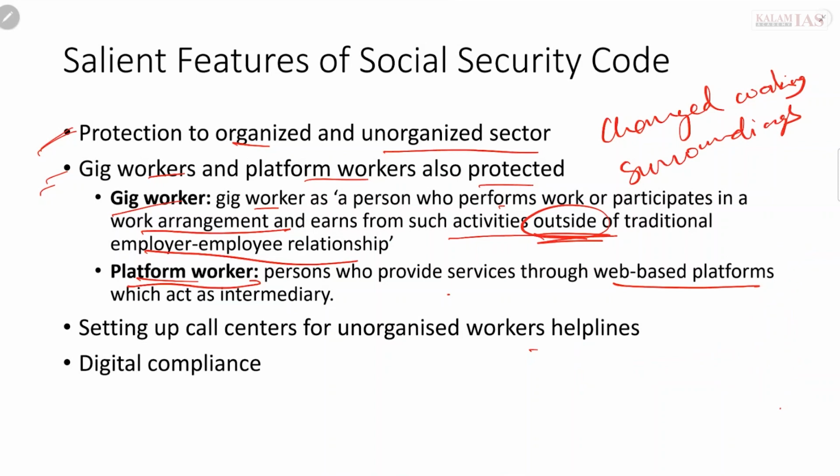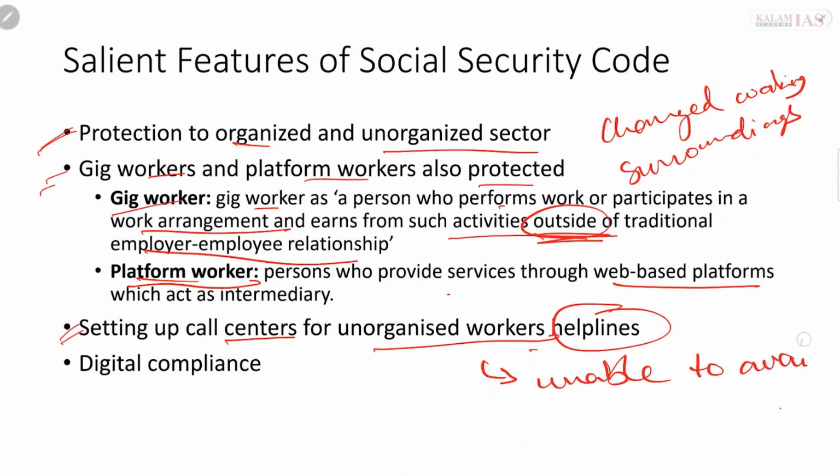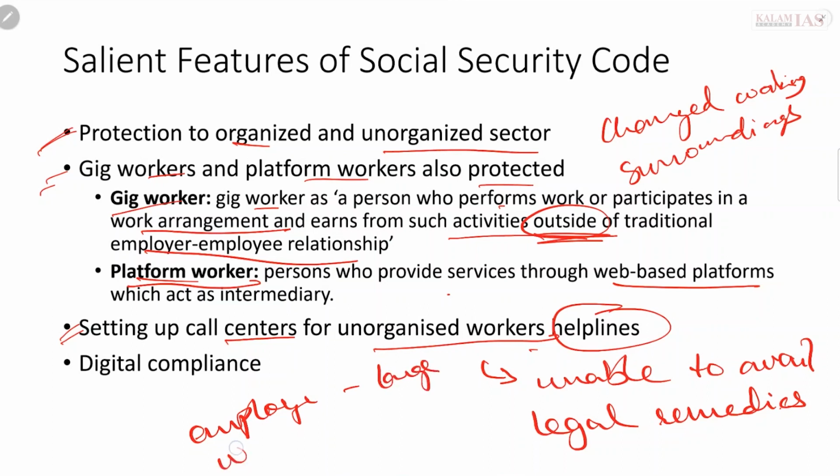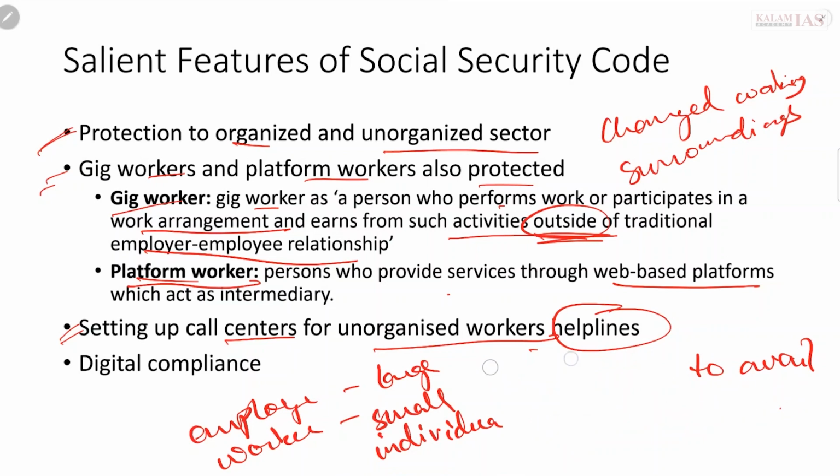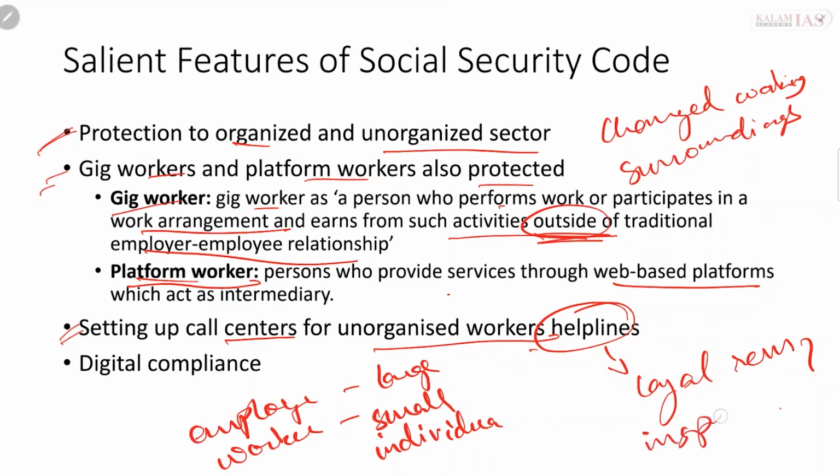The Social Security Code also provides for setting up of call centers for unorganized workers' helplines. Often they are unable to avail of legal remedies because the employers are large, workers are small individually in resources. So therefore, these helplines will provide for legal remedies as well as inspectors for violation investigation.